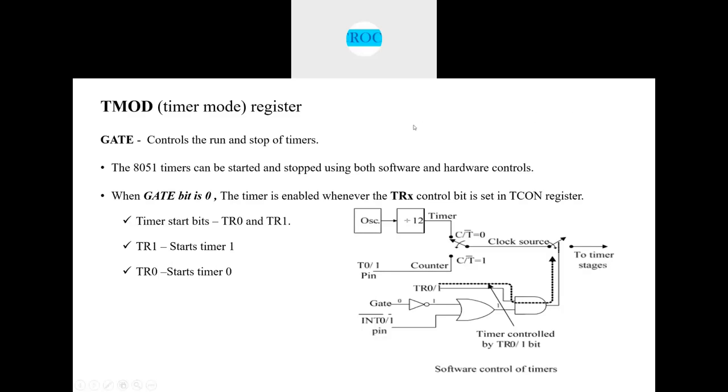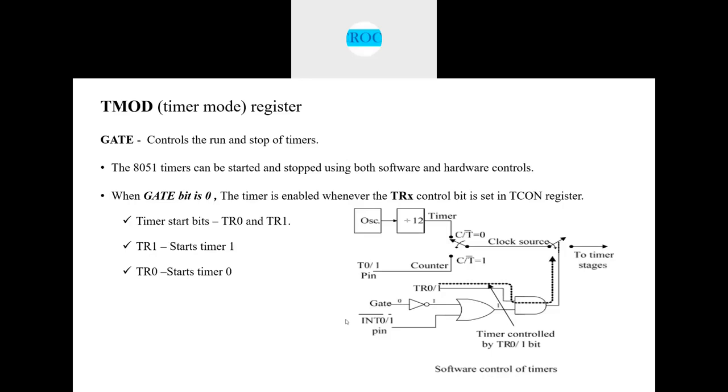I also spoke of the importance of the gate signal, right? The gate bit is important to control, to start and stop the timers. You can see from this diagram that when the gate signal is 0, looking at the circuitry, the output of the inverter will be 1.